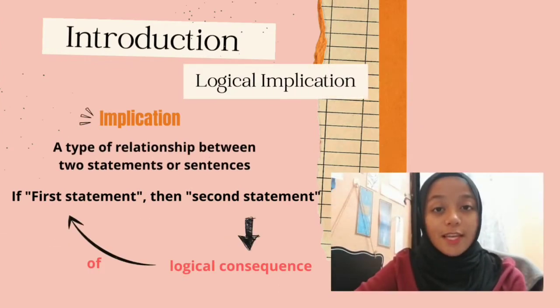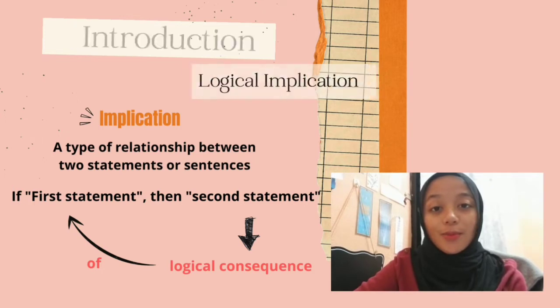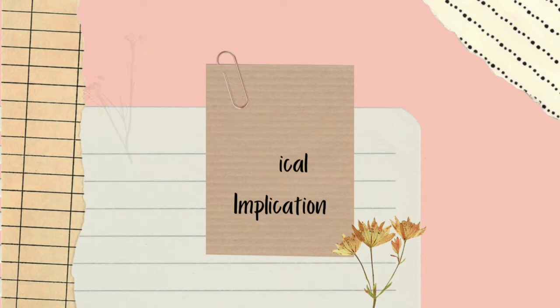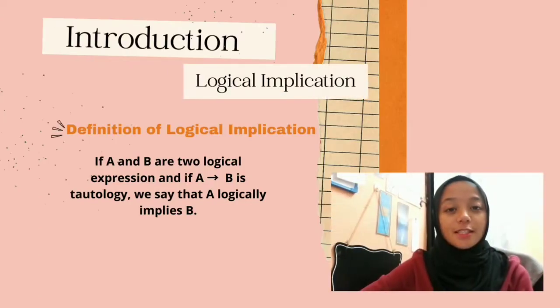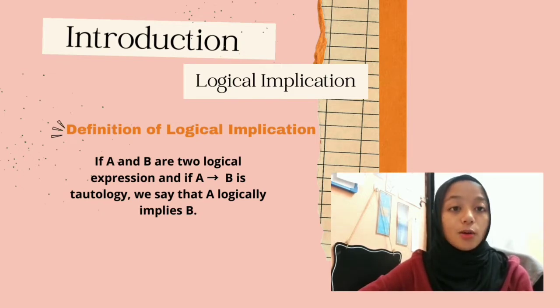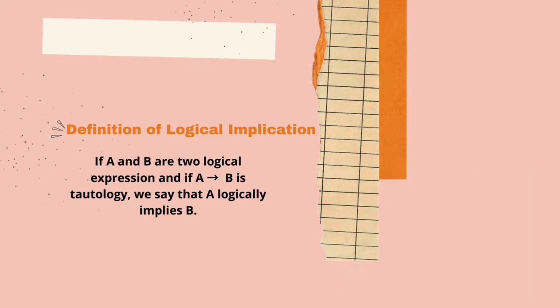Implication is a type of relationship between two statements or sentences. The second statement is a logical consequence of the first statement, which is also called the hypothesis. Logical implication is defined as: if A and B are two logical expressions, and if A implies B is a tautology, which means all the conclusions are true, we say that A logically implies B.